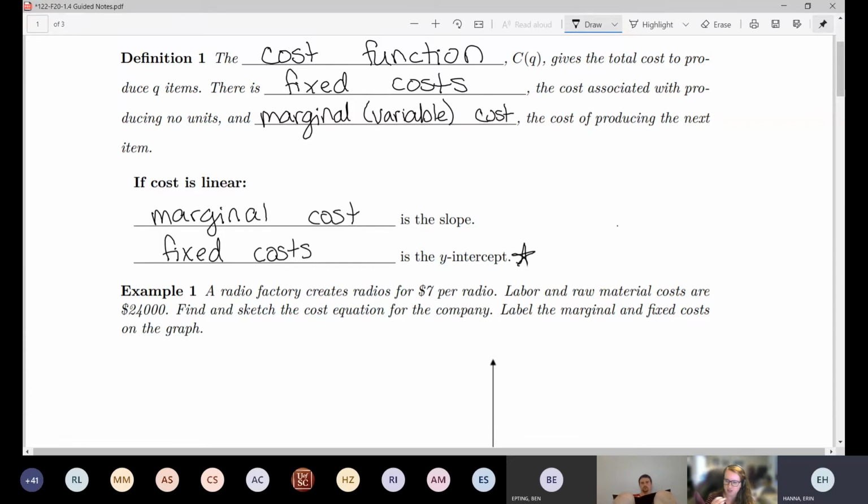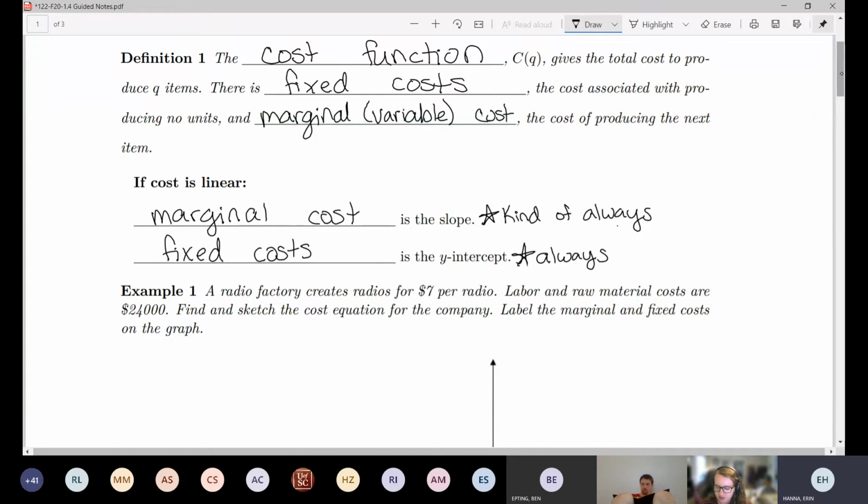Now, the y-intercept one is true always. So even for other types of functions that aren't straight lines, the fixed cost is still going to be the y-intercept. So maybe I'll put always. This one is kind of true always too. It's a bit different context, but again, we'll come back to that idea once we have the other types of functions. I'll explain where the marginal cost shows up there. But there is still marginal cost and fixed costs for absolutely any cost function, whether it's linear or not.